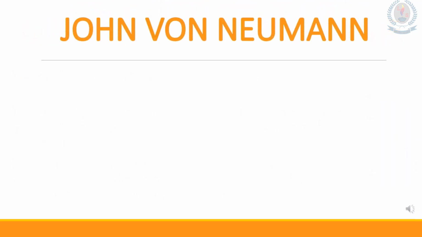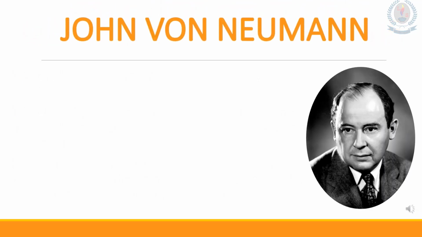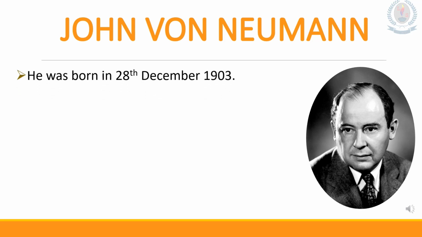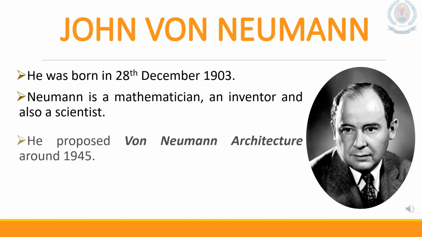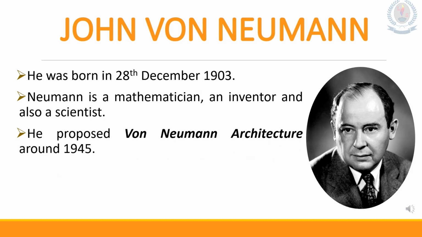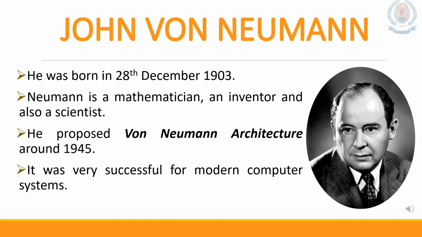John von Neumann. Do you know who this is? Yes. John von Neumann is the person who proposed von Neumann architecture. He was born on 28 December 1903. Neumann was a mathematician, an inventor, and also a scientist. He proposed von Neumann architecture around 1945. It is a very good example of computer architecture, and it is still used by most types of computers today also.